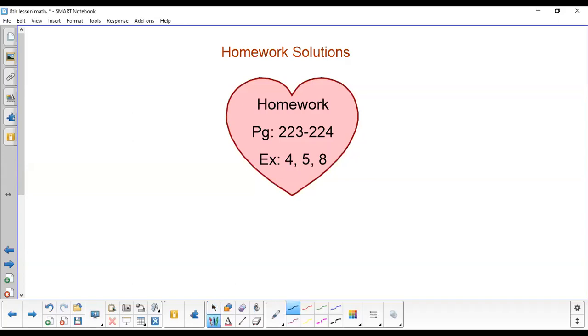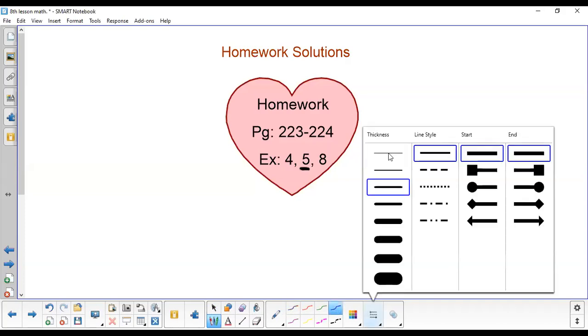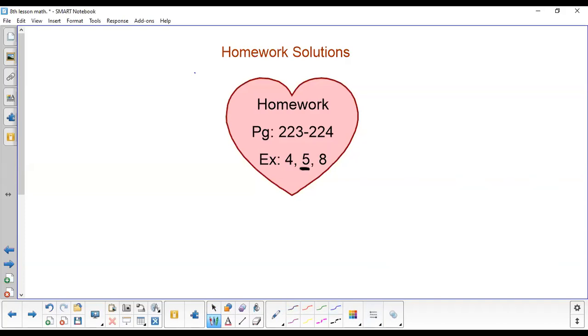Okay, let's go on with homework solutions. Your homework was page 223, 224, exercises 4, 5, and 8. From your messages, I got that question 5 was a little bit of a problem for you. Actually, it's not hard. It's not hard. You just have to approximate the answer.